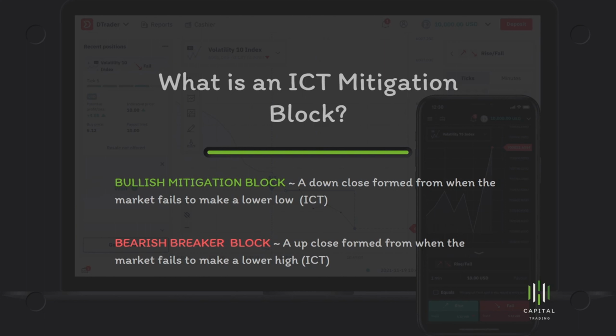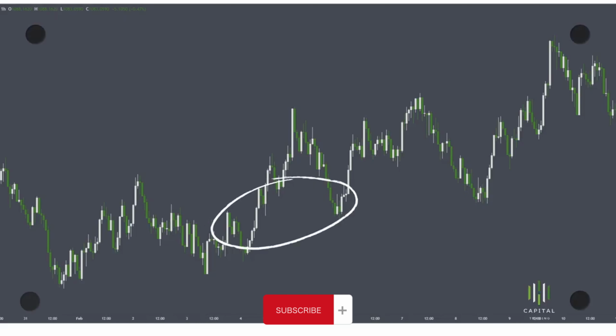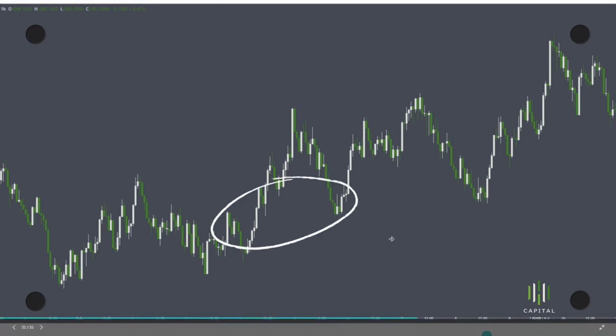With the mitigation, it's not like that. The market will fail to take out a high, right? So let's demonstrate that. This is when we are looking for longs, or we are looking for bullish market conditions, right?